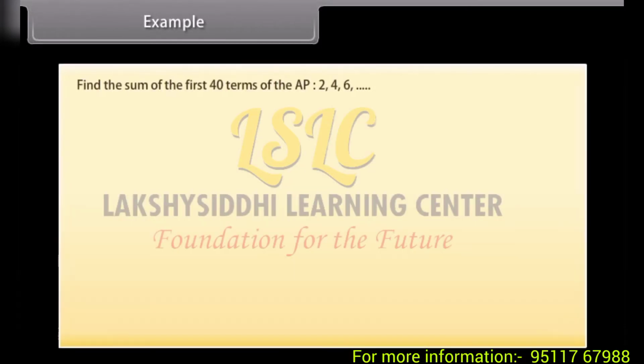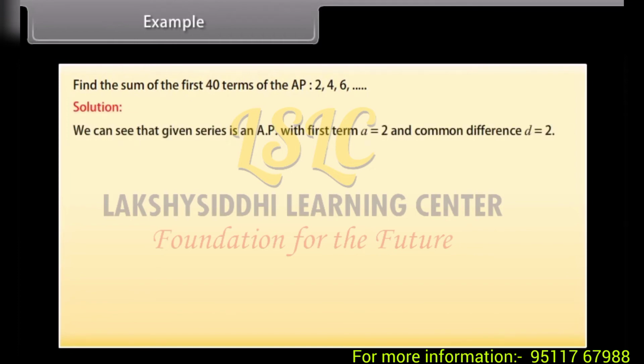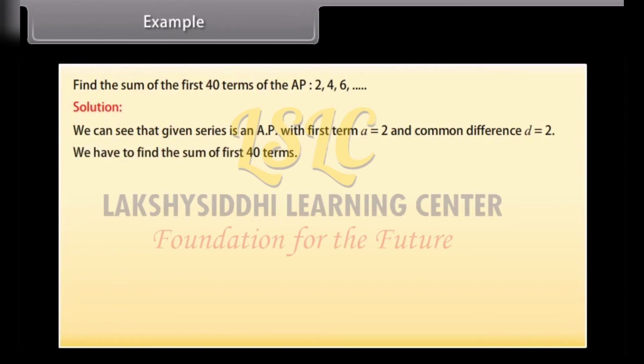Example. Find the sum of the first 40 terms of the AP 2, 4, 6, and so on. We can see that the given series is an AP with first term a equal to 2 and common difference d as 2. We have to find the sum of first 40 terms. So, n is equal to 40.